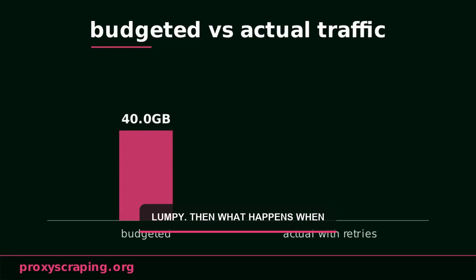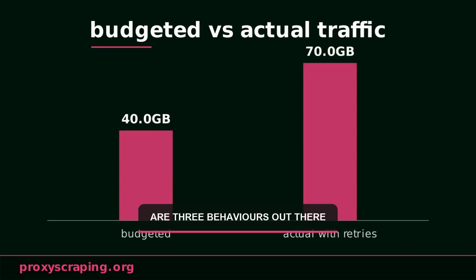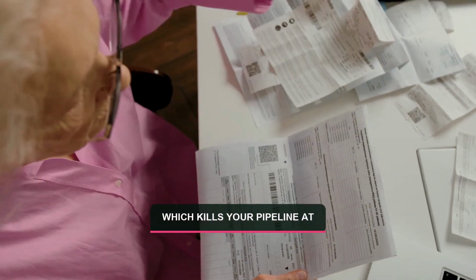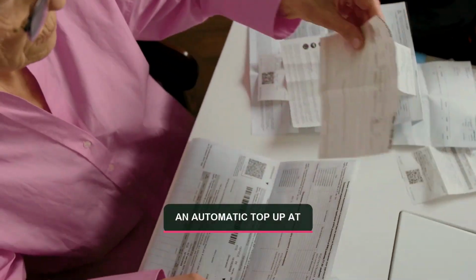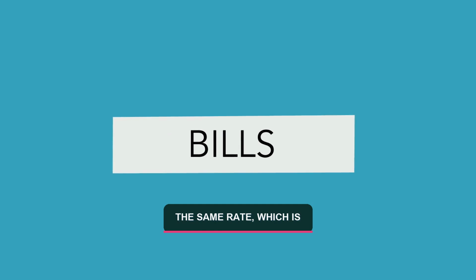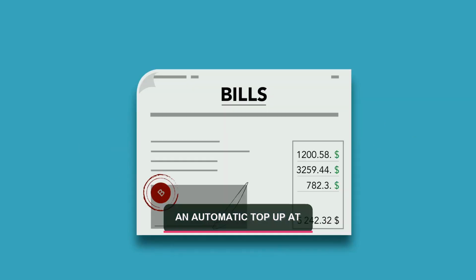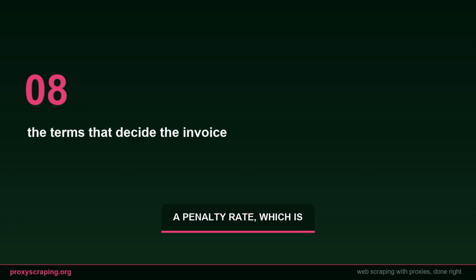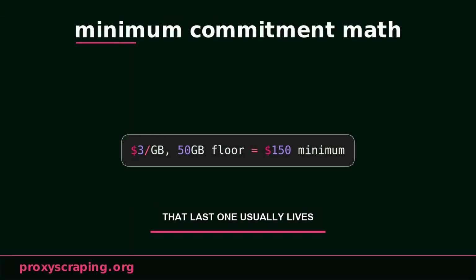Then what happens when you hit the cap? There are 3 behaviors out there, and they are nowhere near each other. A hard stop, which kills your pipeline at 4 in the morning. An automatic top-up at the same rate, which is fine and nobody minds. An automatic top-up at a penalty rate, which is how a $200 month turns into $900. That last one usually lives on the terms page rather than the pricing page. Go and read it before you need to.